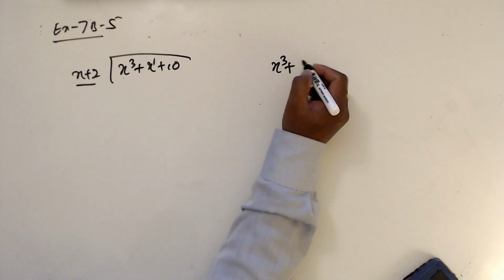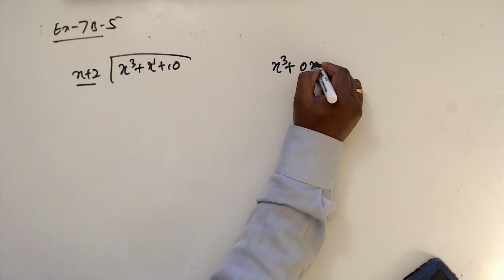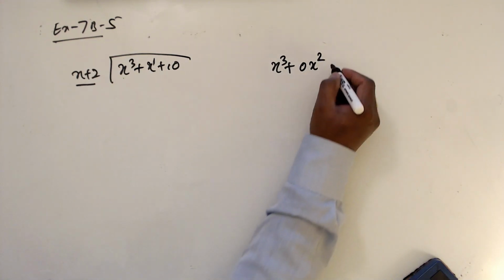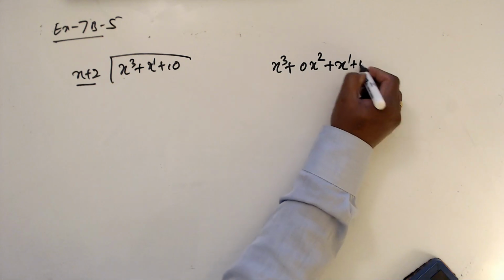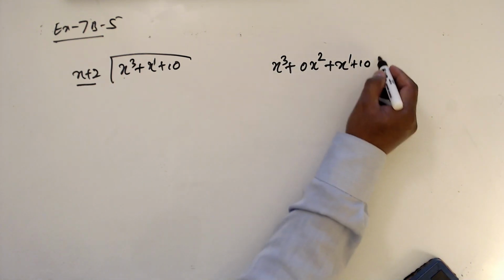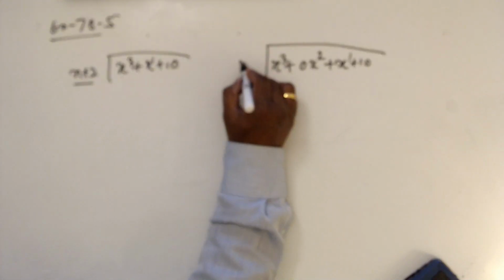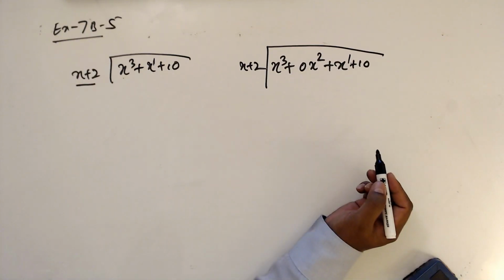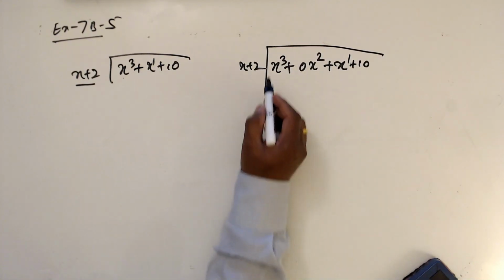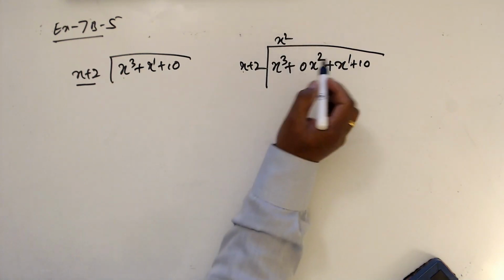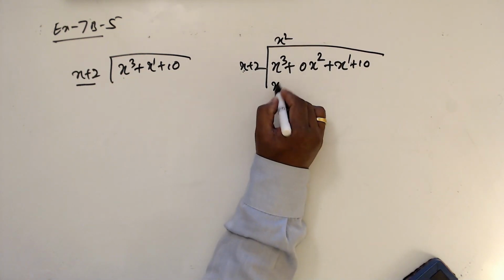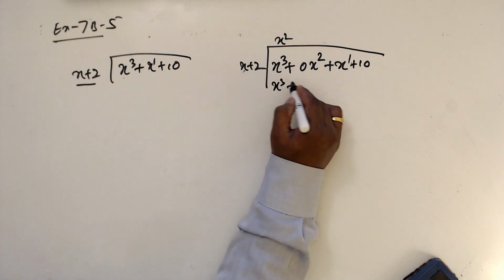x cube plus 0x square plus x plus 10. Powers 3, 2, 1, 0. Now it's fine, divided by x plus 2. Now we'll start. It's going to be the same. x cube divided by x is x square. x square times x is x cube, and this is going to be 2x square.